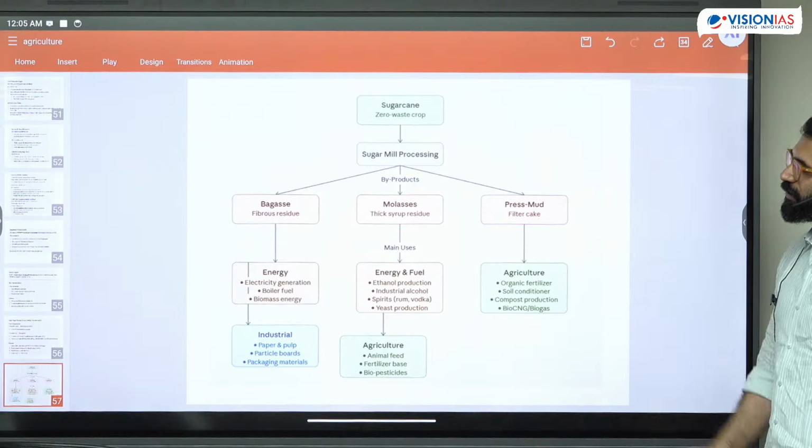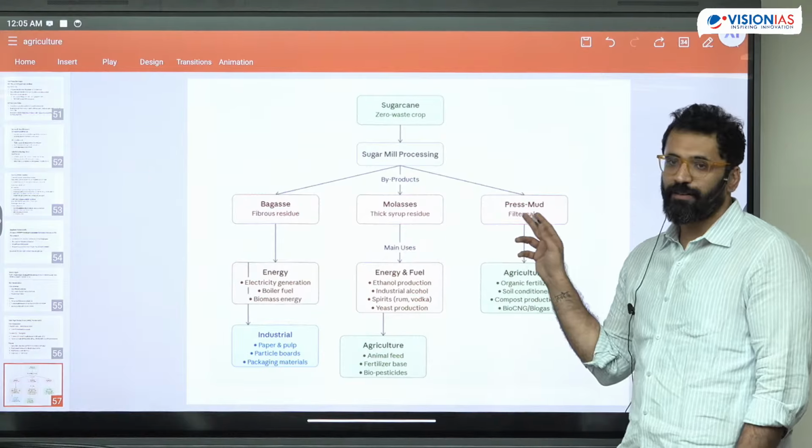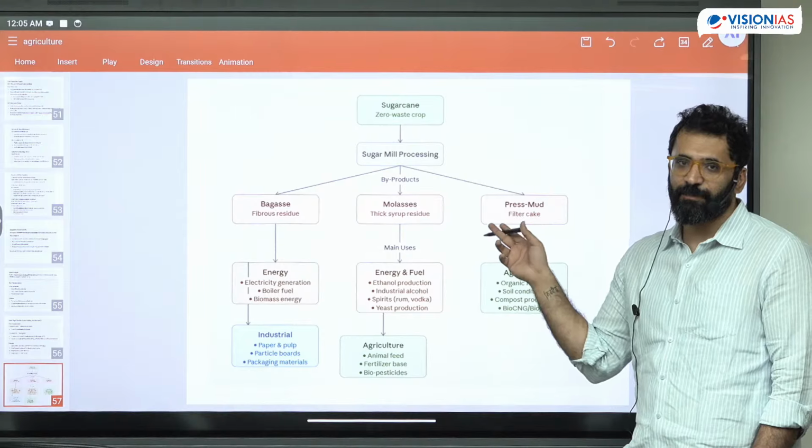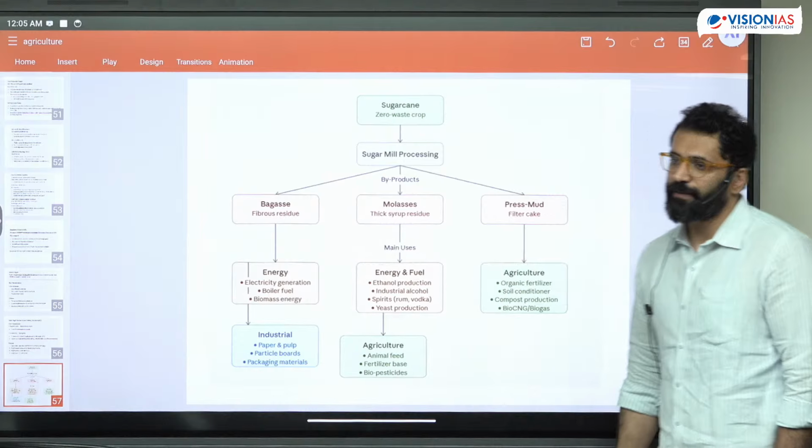Sugarcane, the three products which are produced, zero waste. One is bagasse, the other is molasses, and third is press mud. Their uses are something I think in 2018 they also asked: what is the use of molasses and what is the use of bagasse.